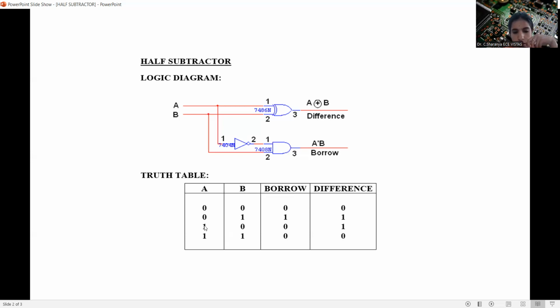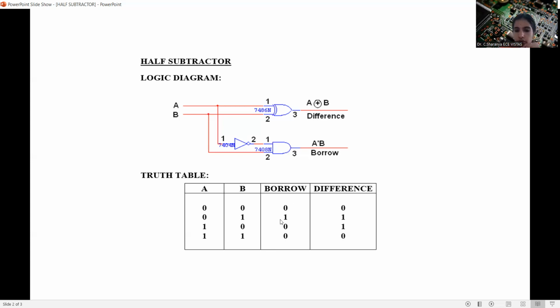Next step, going to 1 minus 0. The difference is 1. There is no borrow, hence we can write a 0 on the borrow side. Again, 1 minus 1, the difference is 0. Again, there is no borrow, so we can write a 0 on the borrow side. So this is how we fill up the truth table.